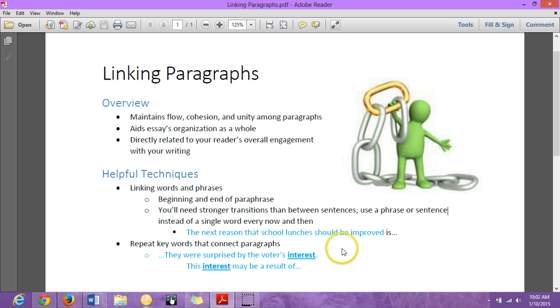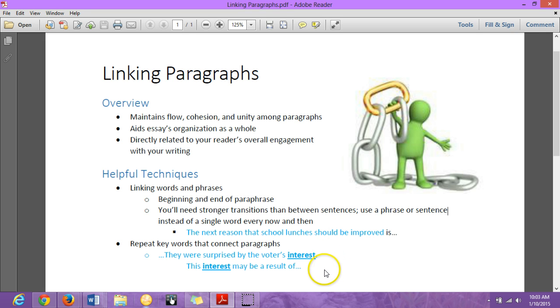Also, you want to repeat key words that connect paragraphs. So this is kind of hard to visualize. Pretend that this is the final sentence of a paragraph, and then pretend that this is the first sentence of the next paragraph. So they were surprised by the voters' interest. This interest may be a result of, and this is how you link the two paragraphs. You're ending on an idea and you are expanding that idea in the next paragraph. And by repeating these key words, your reader knows that, oh, they're continuing with this idea. You don't have to say next or a transitional word like that. Instead, by repeating the word, you create a very strong connection between your paragraphs.